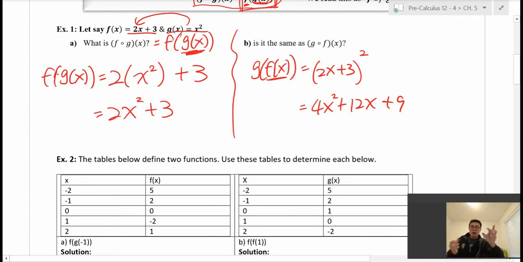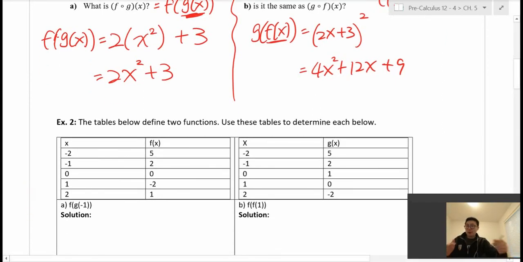Basically, you have an inside function and you have an outer function. And of course, composite function does not just mean two of them, right? It could be 3 functions. You can definitely have f of g of h, right? You could have 3 functions. You could have 4, and so on and so on. Okay.